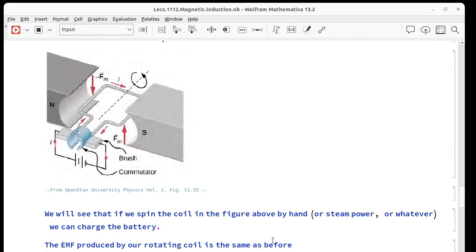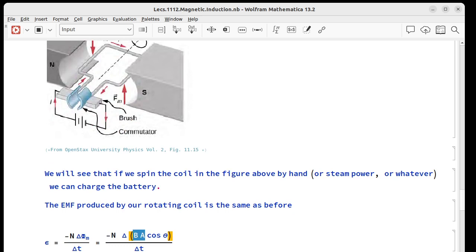Now, what's the EMF produced by the rotating coil? Again, it's negative N delta phi over delta t. So we put in what phi is, negative N delta (B A cosine theta) over delta t. Again, B and A are not changing, so they can come outside. And all that matters is the angle between the coil and the field. How is the cosine of that changing with time?